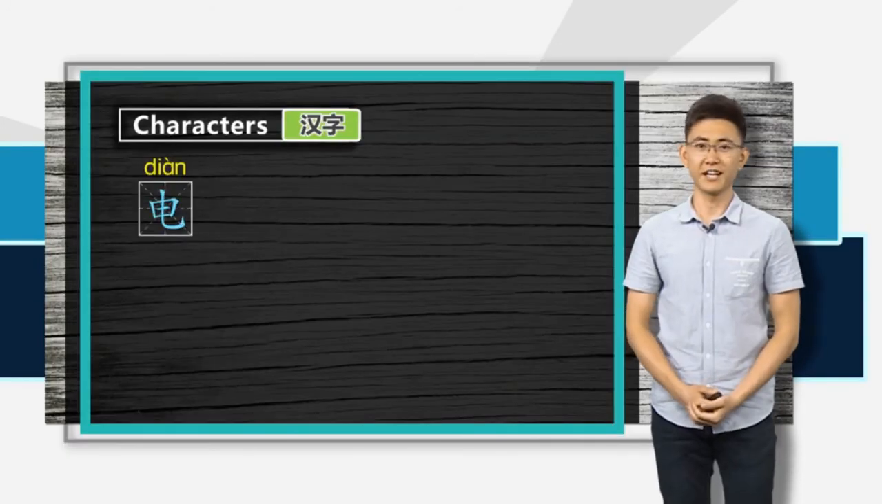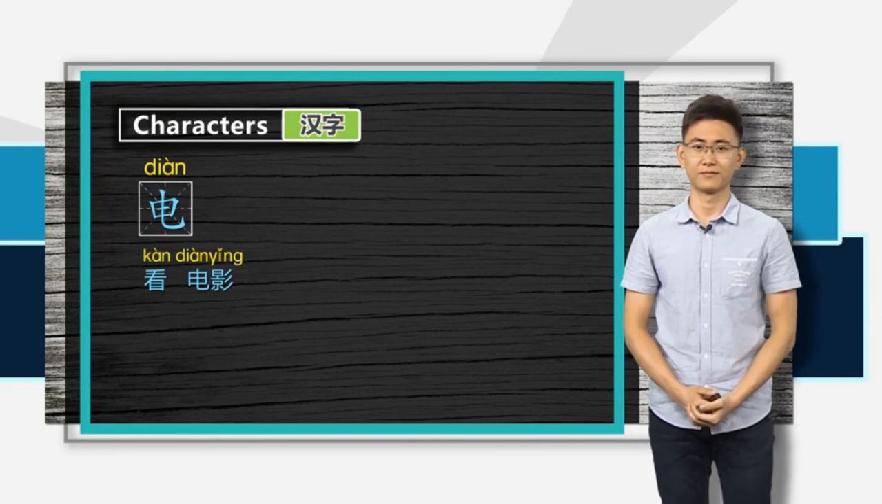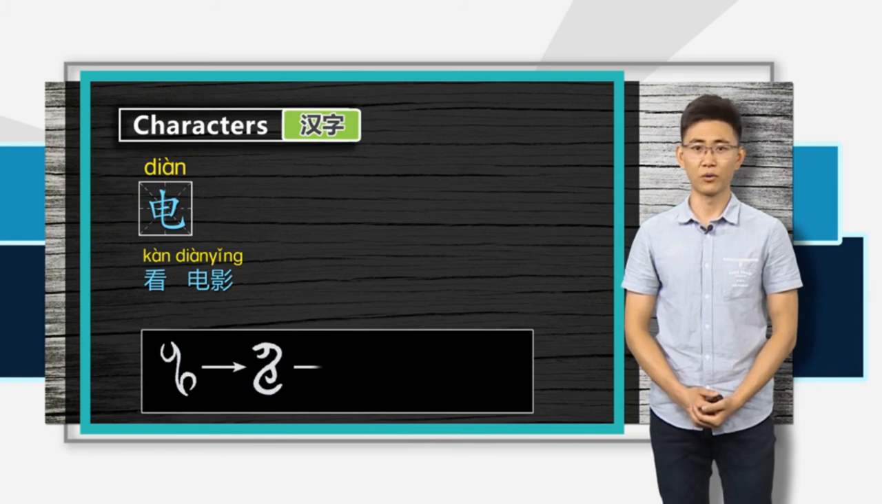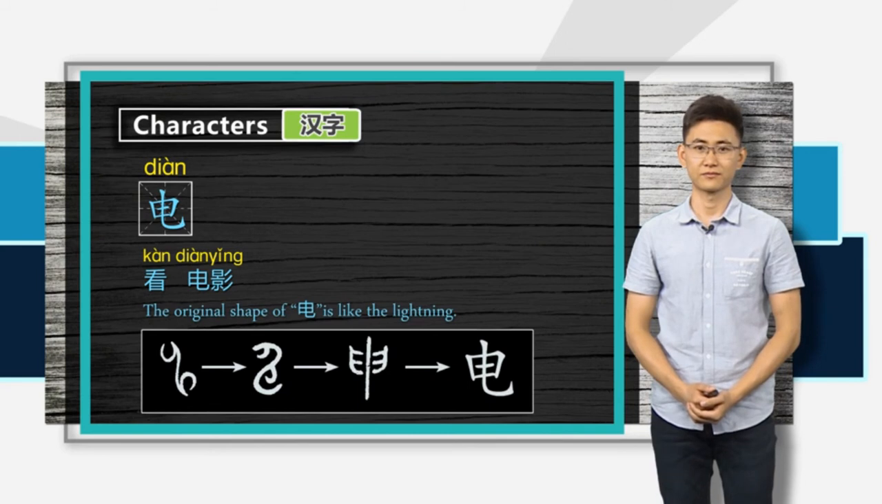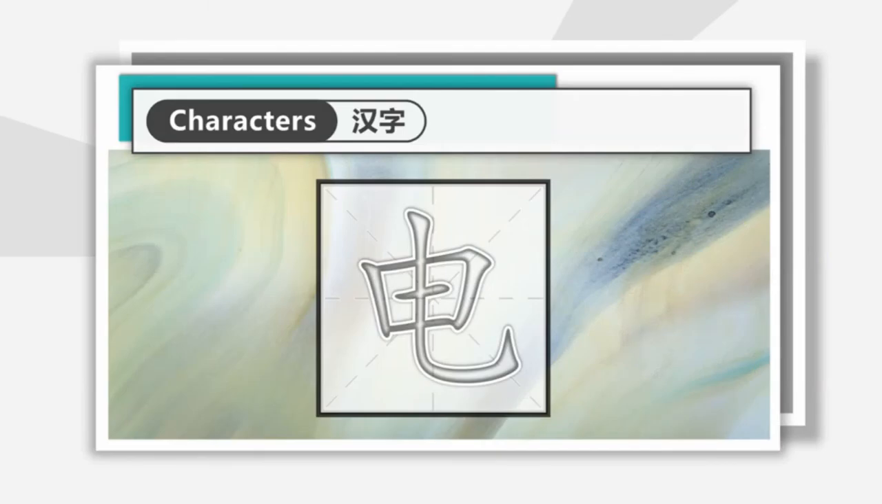The next one is 电, from 看电影. 跟我读, 电, 电. Let's look at the original shape of the character. Can you guess what it looks like? Yes, the lightning. In modern Chinese, the character becomes much easier to write. Practice makes perfect, and I hope all of you can practice writing Chinese characters several times, so as to keep them in mind.